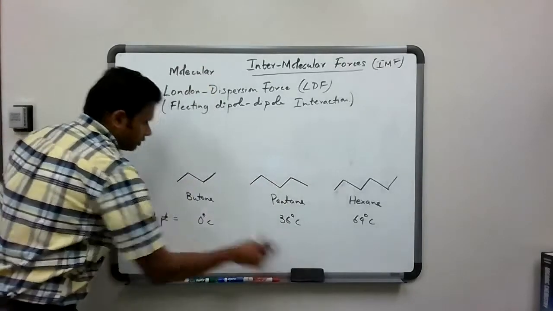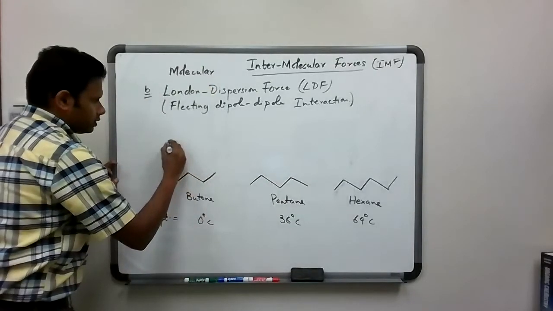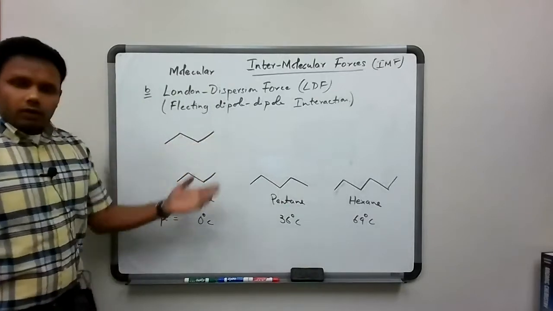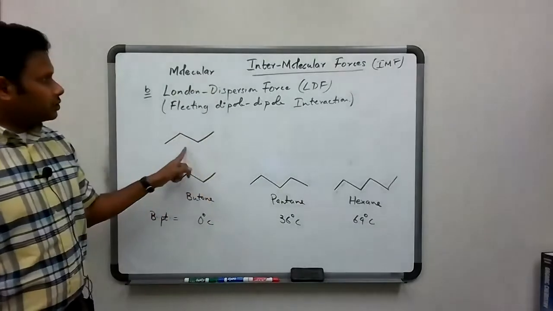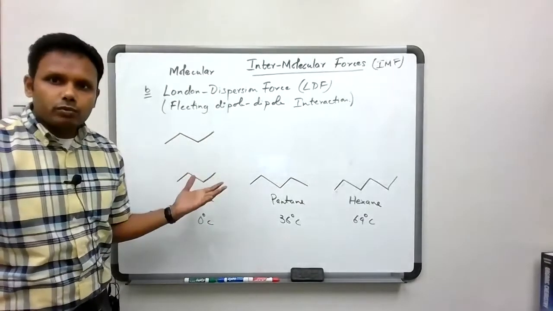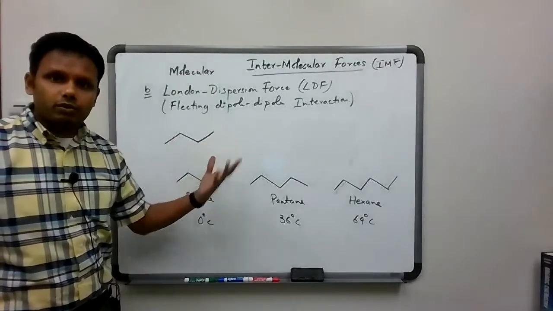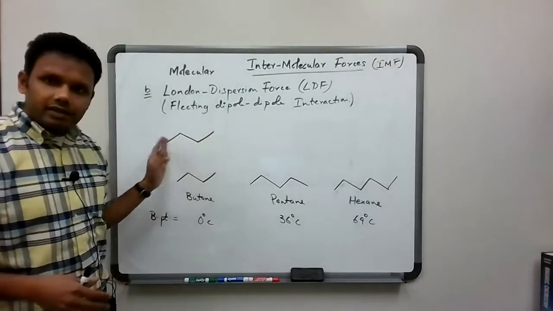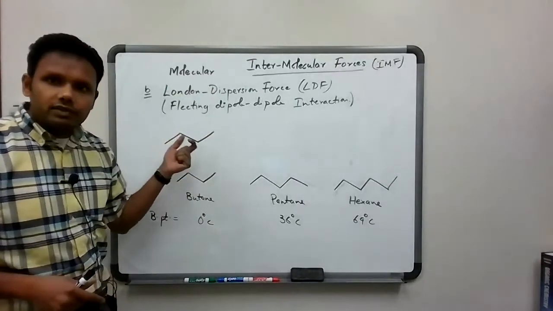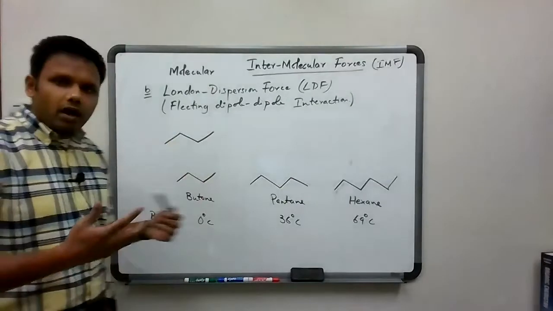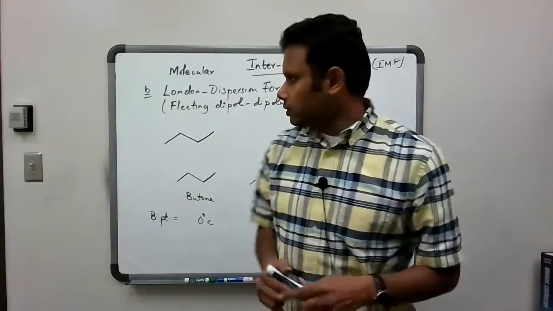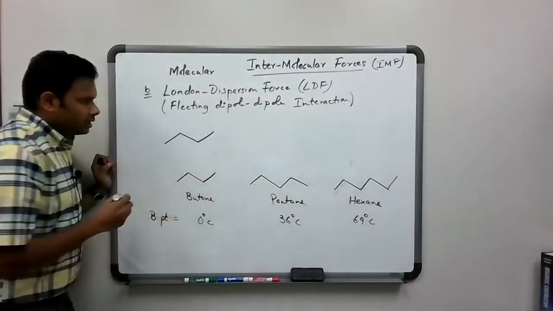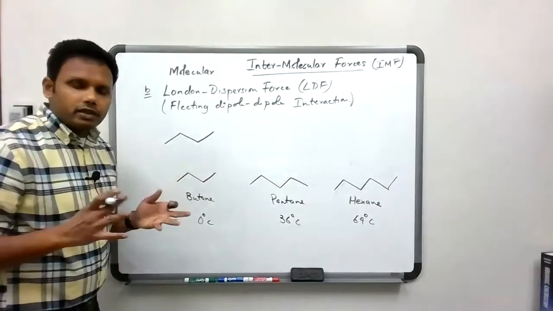As you think about it, if you consider a butane molecule, it's all carbons and hydrogens, so it does not have a dipole moment in it, at least a permanent dipole. There's no permanent dipole in the molecule because the electronegativity difference between these elements is less than 0.5. So how could these molecules attract each other? The answer lies in how electrons are oriented in space.